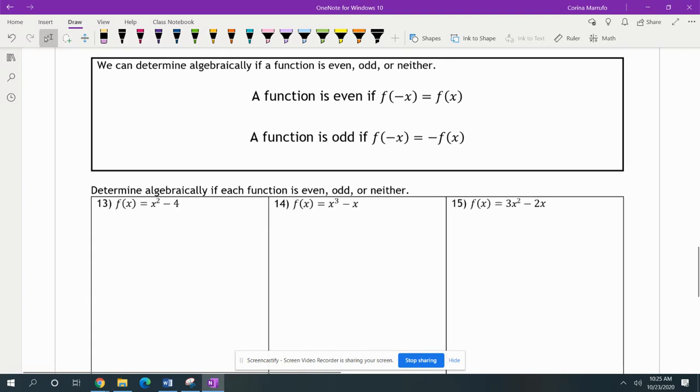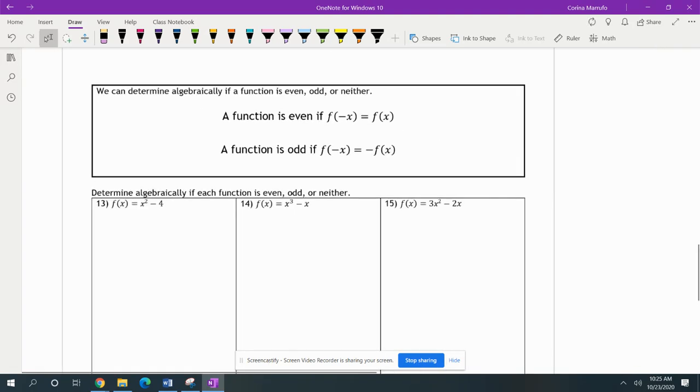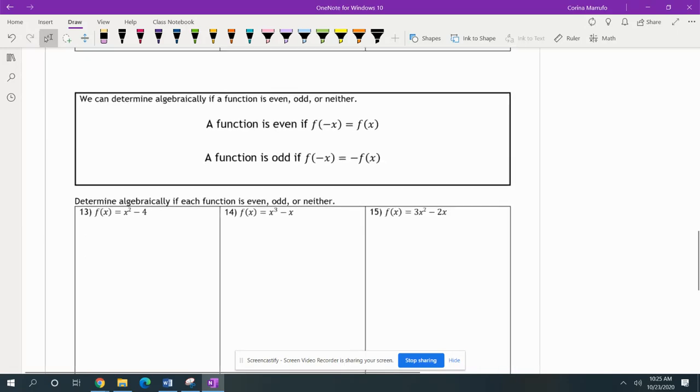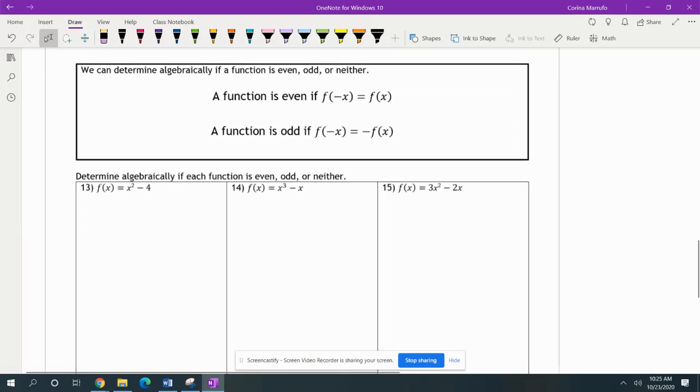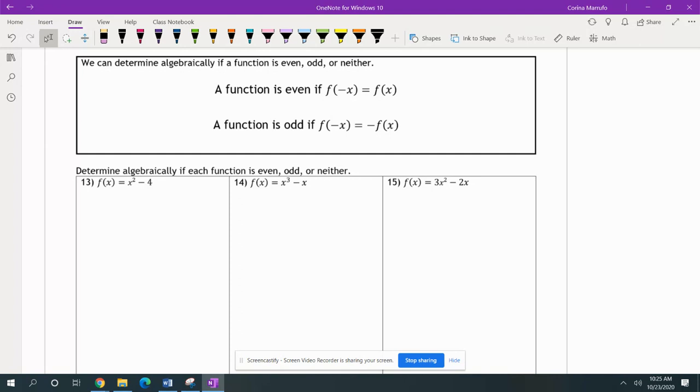All right, now the last part. We can determine algebraically if a function is even or odd or neither by plugging in a negative for your function. So if you plug in a negative x instead of x, and you end up with the exact same function, then this is considered an even function. If you plug in a negative for the x and your whole function changes signs, then this is considered an odd function. Now remember, it can be neither. It can be an even function, an odd function, or neither.